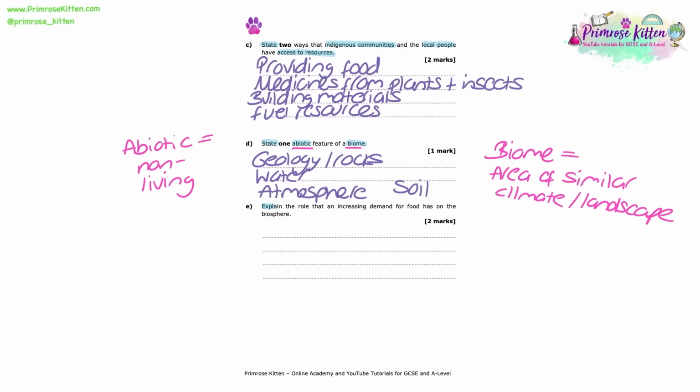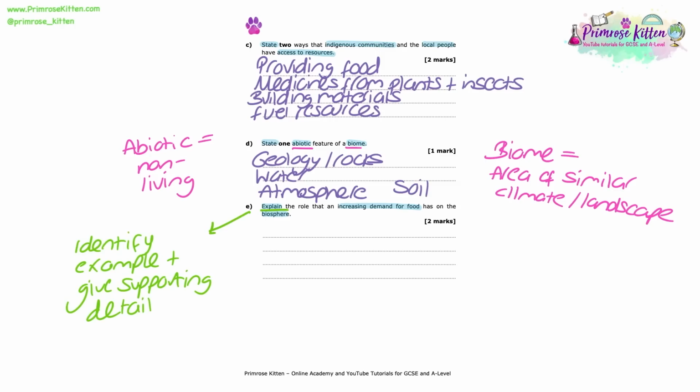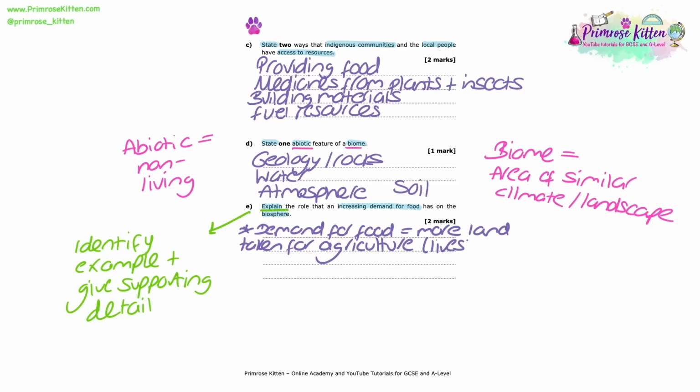Part E. Explain the role that an increasing demand for food has on the biosphere for 2 marks. Your response for this question will first need to identify an example and then give supporting detail. Possible responses might include that an increased demand for food means that more land needs to be taken for agriculture, both livestock and crops.